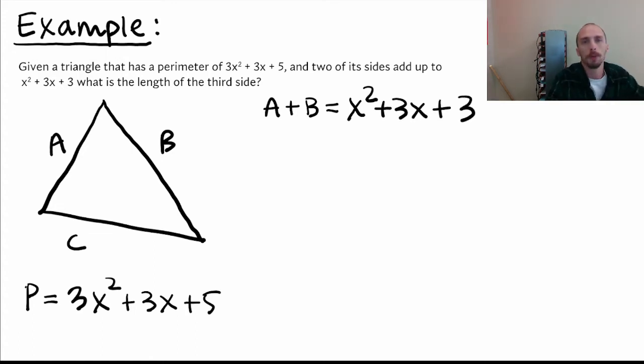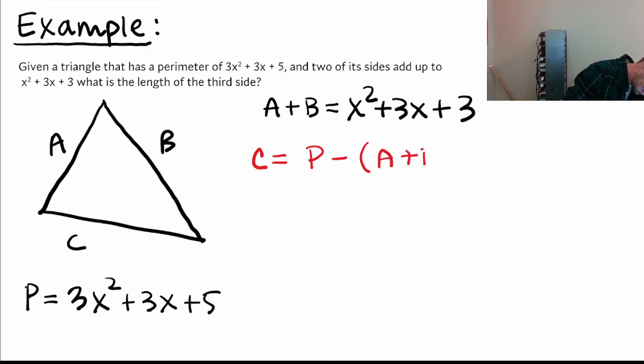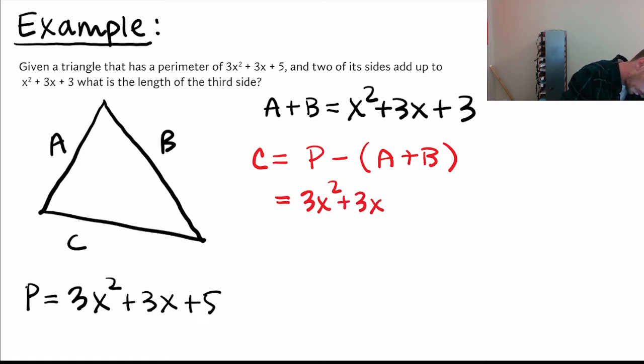Okay. Well, I know that perimeter is a plus b plus c. And so if I wanted to find c, I could take the perimeter and subtract that a plus b. So I'm going to say c is equal to the perimeter minus that a plus b, because that's subtracting a and subtracting b if I was to distribute the negative. Okay, so this is going to be 3x squared plus 3x plus 5 minus x squared plus 3x plus 3.